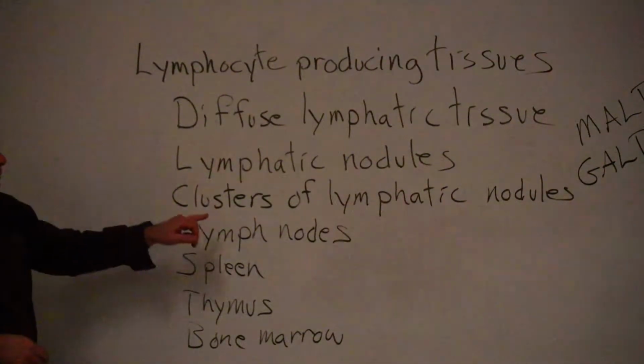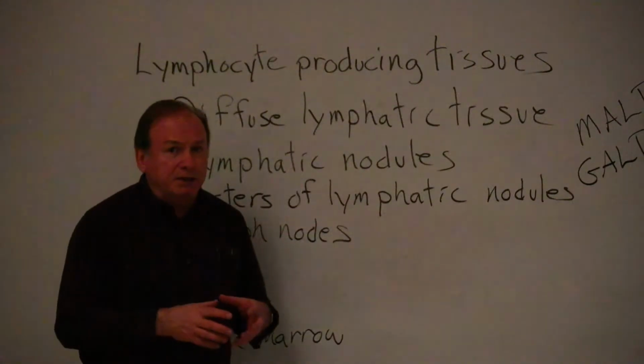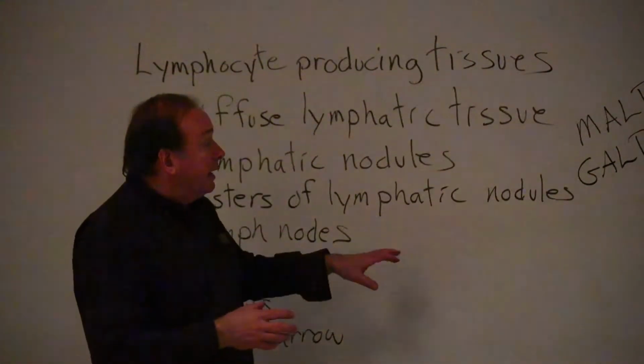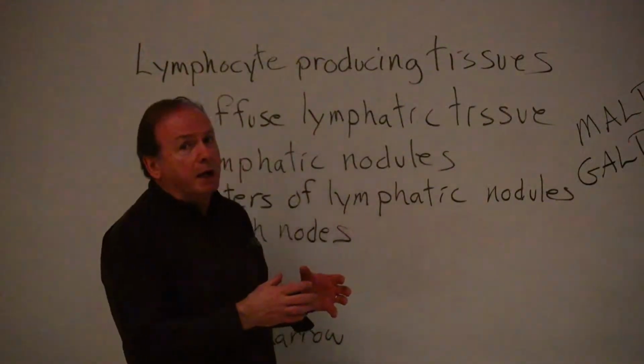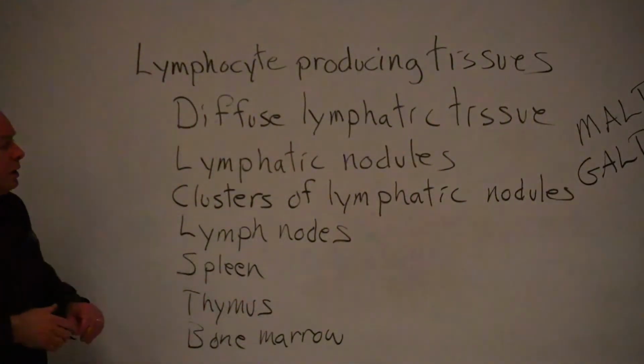Also clusters of lymphatic nodules. So there are some places in the body where the lymphatic nodules gather into groups to form identifiable kinds of organs or tissues.